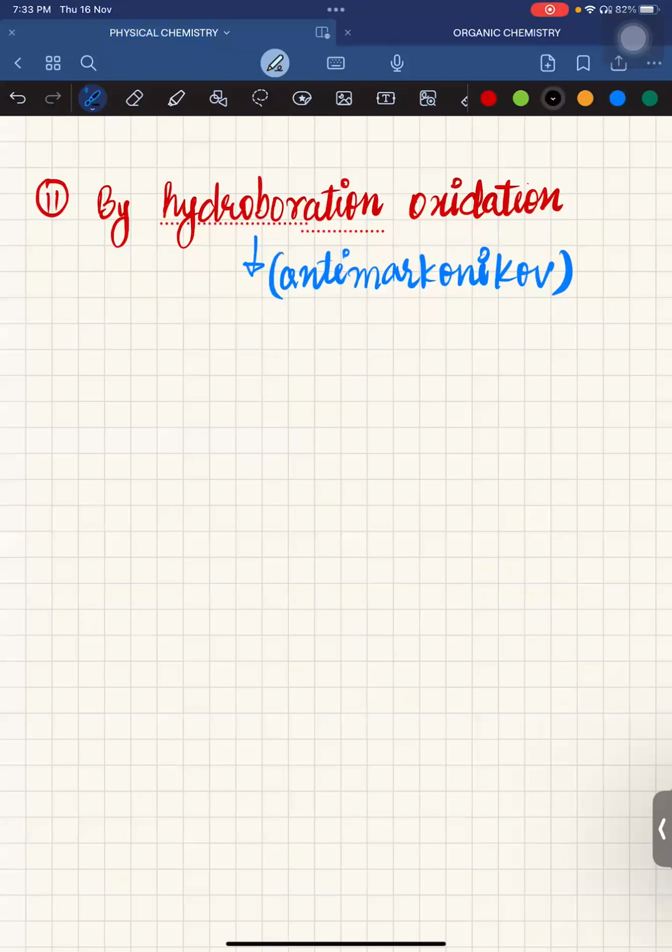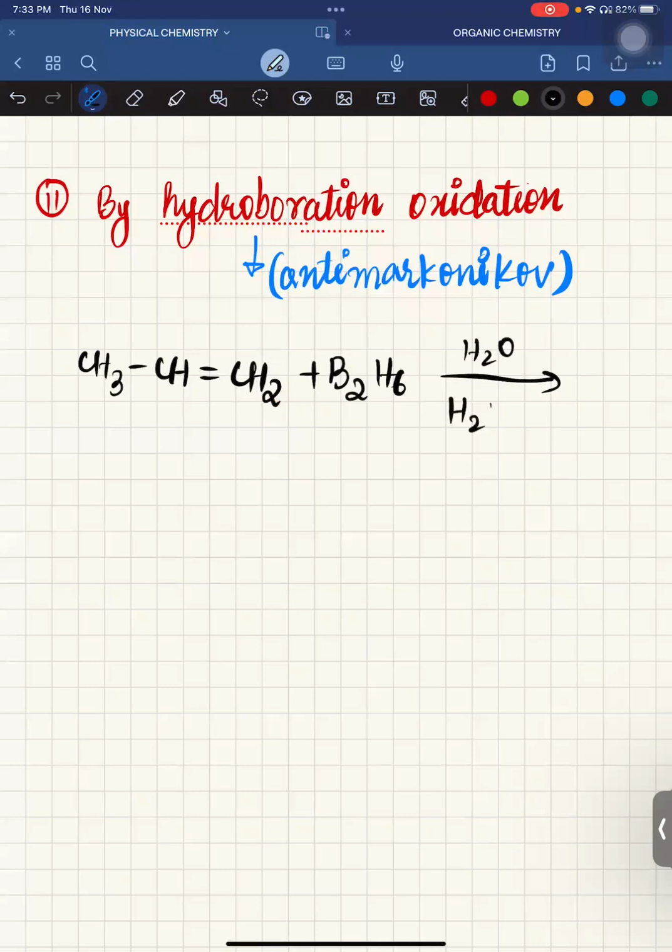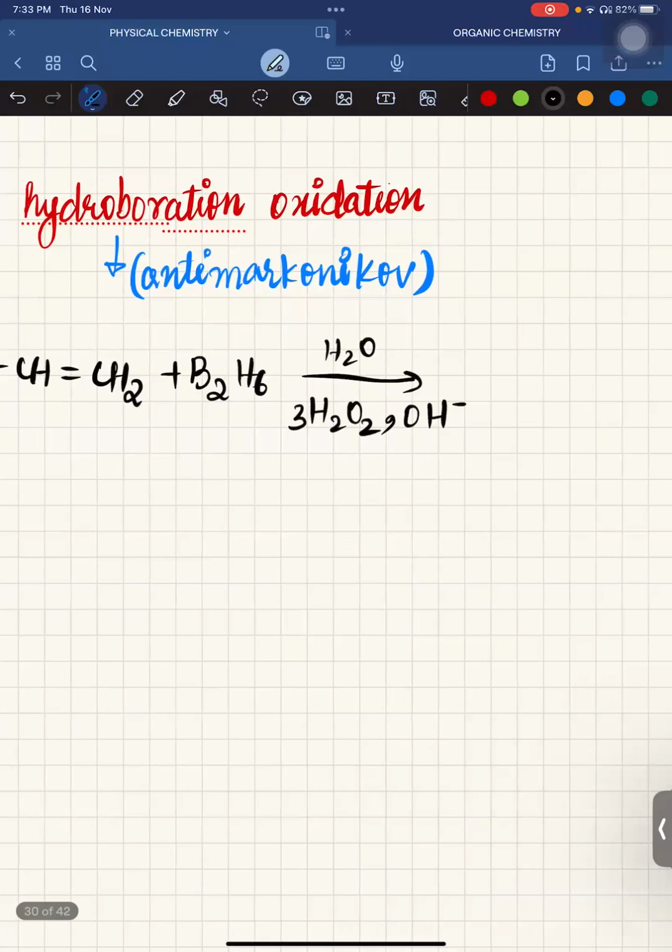Okay. Now see what will happen if you react an alkene in the presence of B2H6. Then basically you are going to react with B2H6 in the presence of H2O and hydrogen peroxide, H2O2, and basic medium it should be. So what will happen here? Very simple.